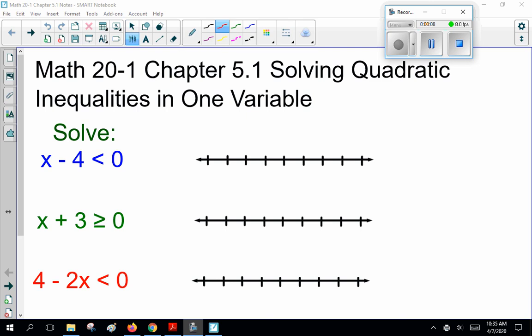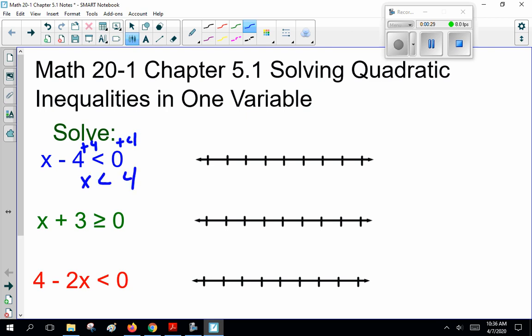Math 20-1, Chapter 5.1, Solving Quadratic Inequalities in One Variable. Now, before we get to quadratic inequalities, let's look at linear inequalities, one unknown. So, x minus 4 is less than 0. So how do we solve that? Well, I'd add 4 to both sides, so x is less than 4.